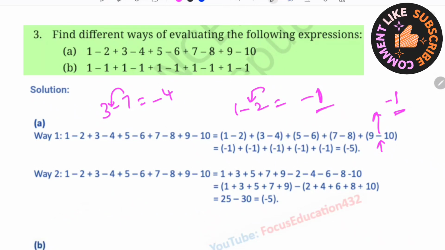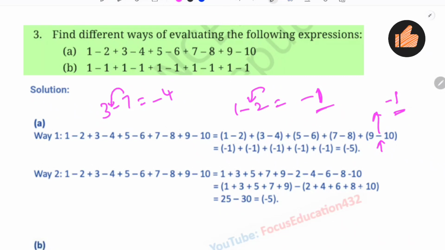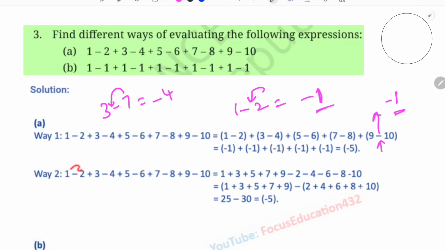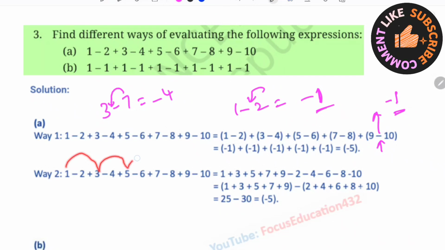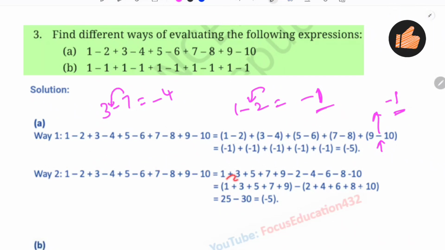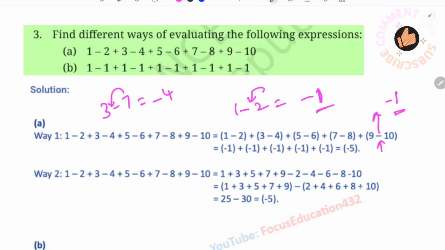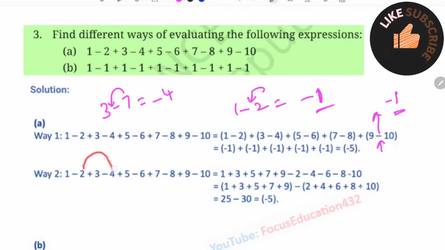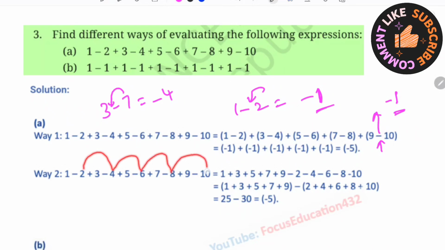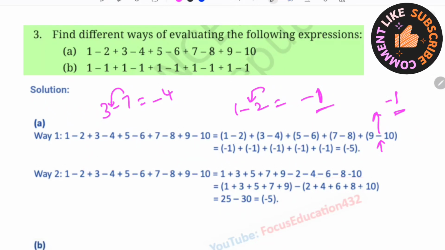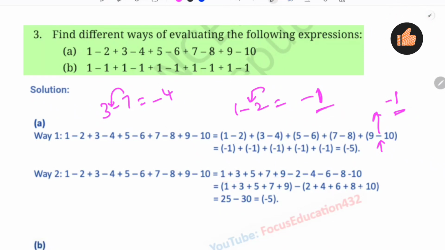Another way. First we will do addition. Second way. How? 1 plus 3 plus 5 plus 7 plus 9. First we are adding all the positive numbers, 1 plus 3 plus 5 plus 7 up to here. Then the minus parts: minus 2, minus 4, minus 6, minus 8, minus 10. So all minus will give the value in minus. All plus will give the value in plus. So directly also you can write.